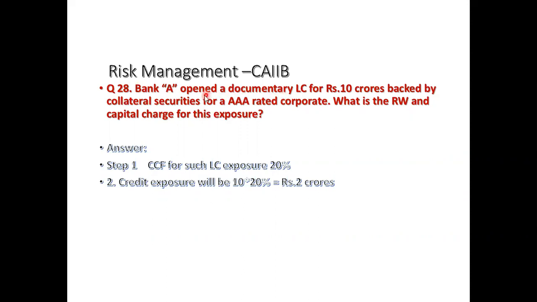Bank A opens a documentary LC for 10 crore, backed by collateral security for a AAA rated corporate. What is the RW and what is the capital charge? First, for the documentary LC, you have to apply CCF. CCF for a documentary LC with collateral is 20%. So of the 10 crore, the credit exposure may be 2 crores because of 20%.